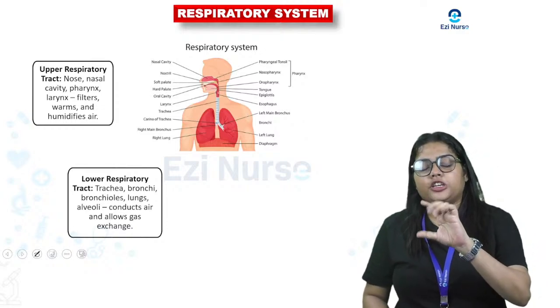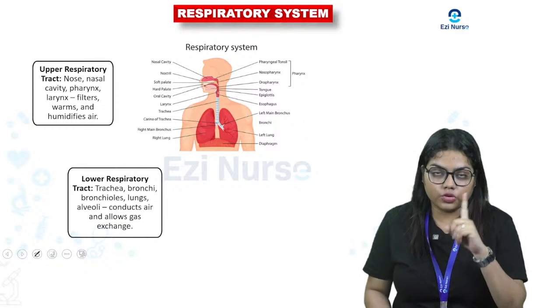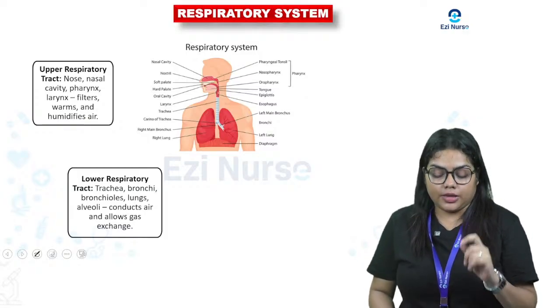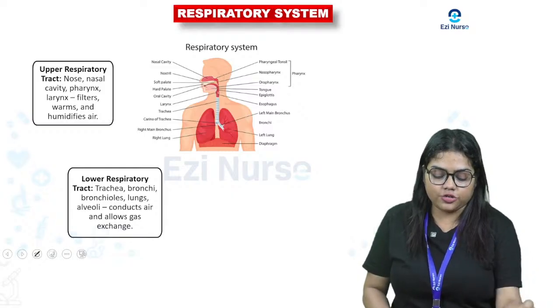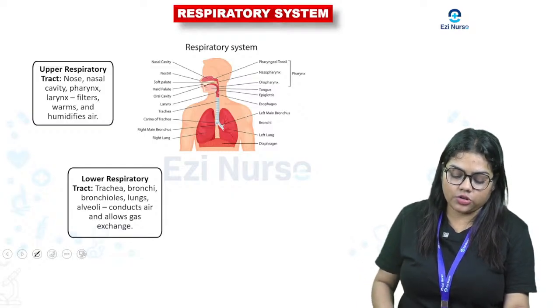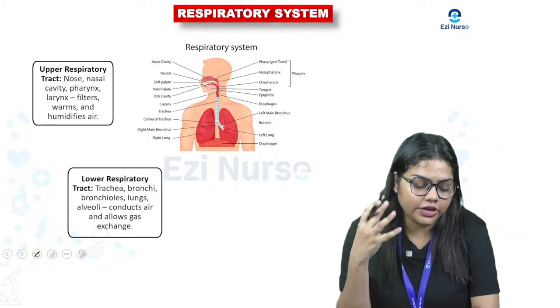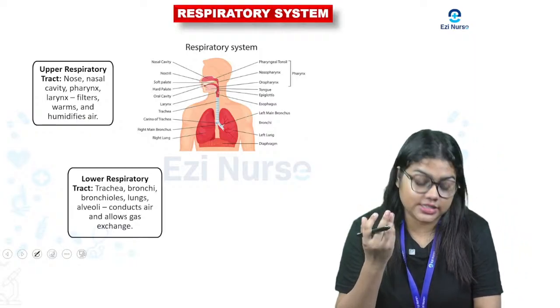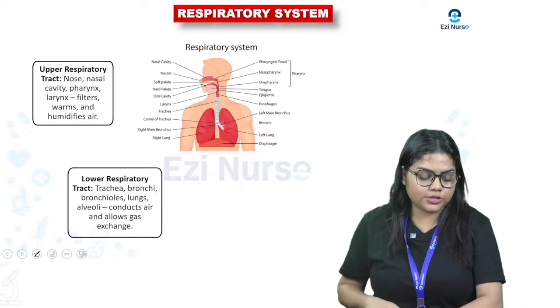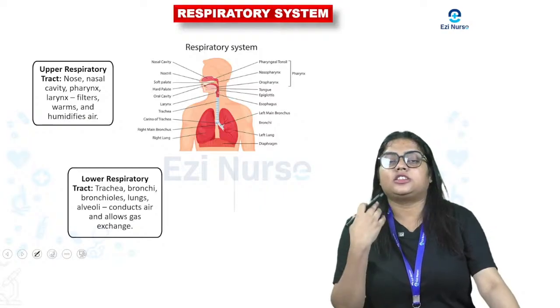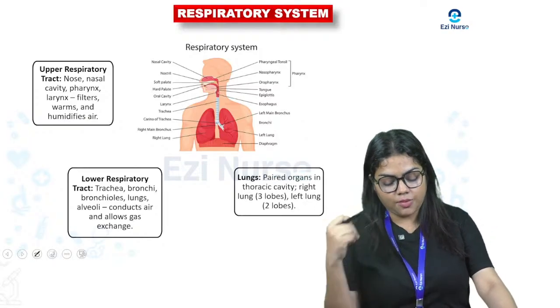What does the upper respiratory tract include? It includes the nose, nostrils, larynx, pharynx, and trachea. Whereas the lower tract includes the trachea, bronchi, bronchioles, lungs, and alveoli. The upper respiratory tract filters, warms, and humidifies the air, whereas the lower respiratory system conducts the air and allows the gas exchange, the CO2 and O2 exchange inside our body.